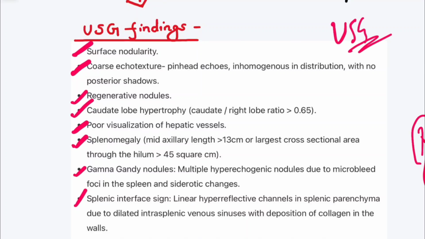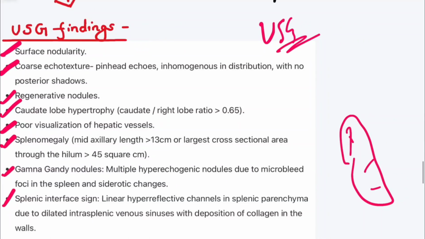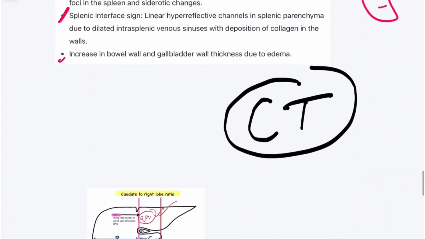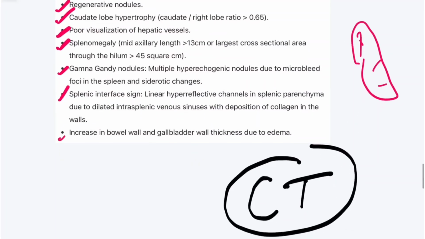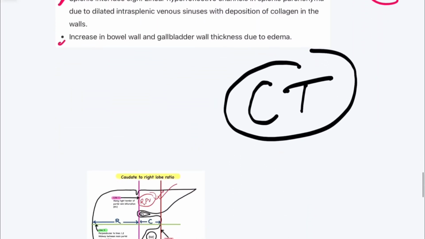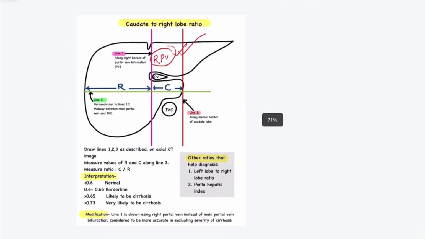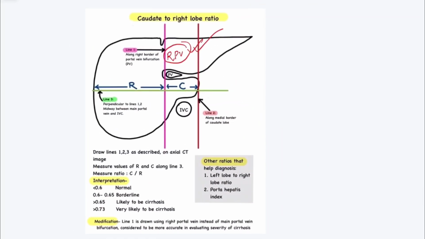The same findings are seen in CT also. The nodular surface margin, splenomegaly, ascites, collaterals, varices, all these are very well seen on CT also. One thing is caudate lobe hypertrophy. This can be measured via the caudate to right lobe ratio. Now, how to calculate this?